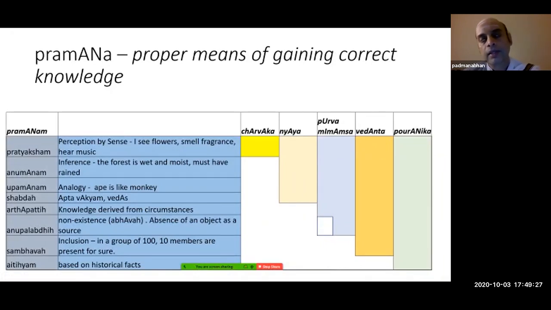The last one is Aitihyam. The Aitihyam is based on history. So we say there lived a king called Rama. Those kinds of knowledge systems are taken as a source in the Pauranikas and the Sahitya and all those people. They take this as the eighth source of knowledge.